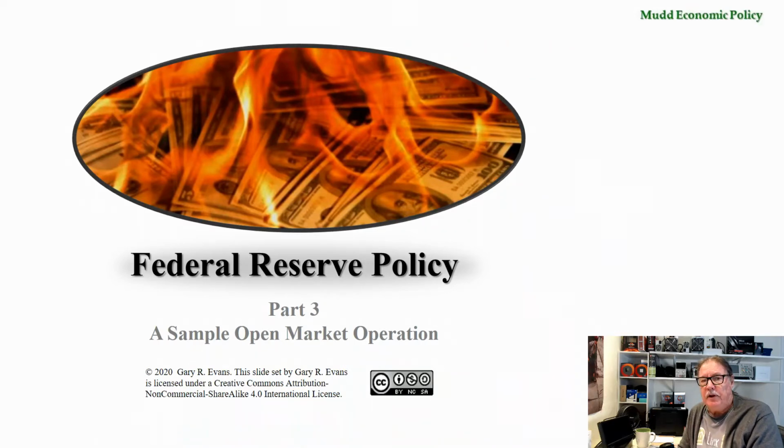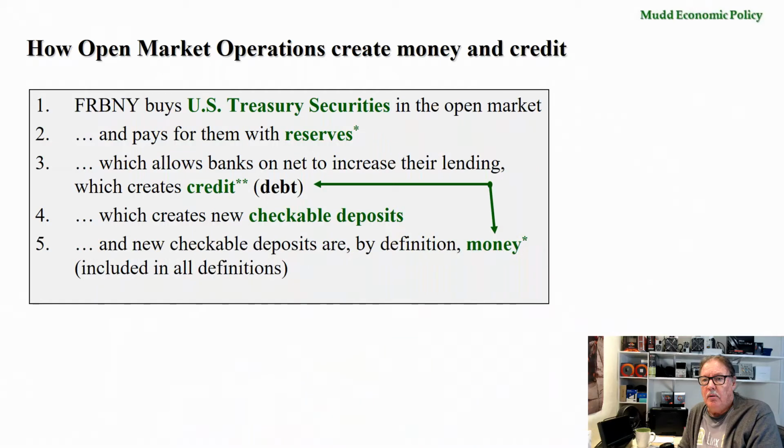In the last video, we described how the open market operation is going to work without really explaining it. And this is the slide that we had at the end of the video that did that. We said that the Federal Reserve Bank of New York will buy United States Treasury securities in the open market. They will pay for them with reserves, but we don't know what reserves are yet.